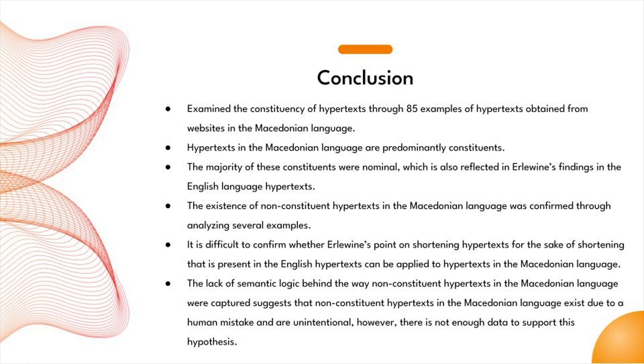However, due to the limited number of collected non-constituent hypertext in the Macedonian language, it is difficult to confirm whether Earl Wine's point on shortening hypertext for the sake of shortening that is present in the English hypertext can be applied to hypertext in Macedonian language. The lack of semantic logic behind the way non-constituent hypertexts in the Macedonian language were captured suggests that non-constituent hypertexts in the Macedonian language exist due to a human mistake and are unintentional. However, there is not enough data to support this hypothesis.